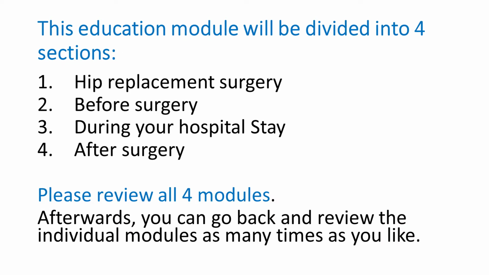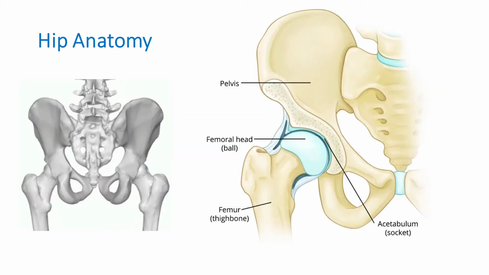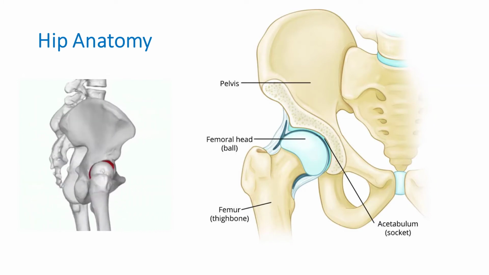This education module will be divided into 4 sections. Number 1, hip replacement surgery. Number 2, before surgery. Number 3, during your hospital stay. Number 4, after surgery. Please review all 4 modules. Afterwards, you can go back and review the individual modules as many times as you like. Module 1, hip replacement surgery. This information can be found on page 6 of your handbook.